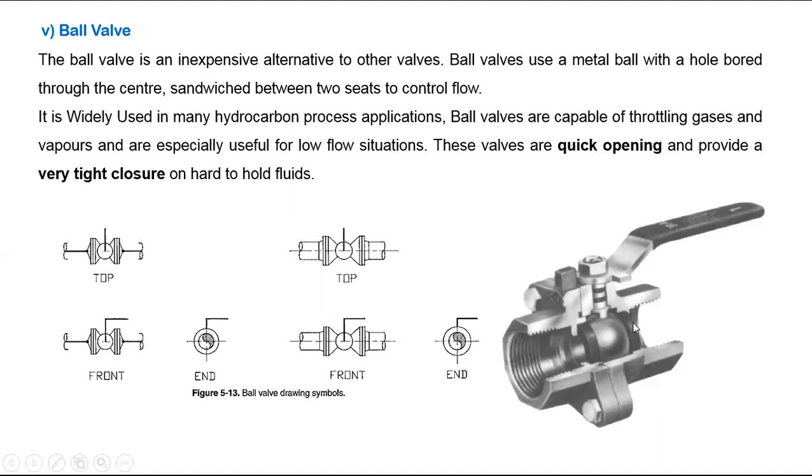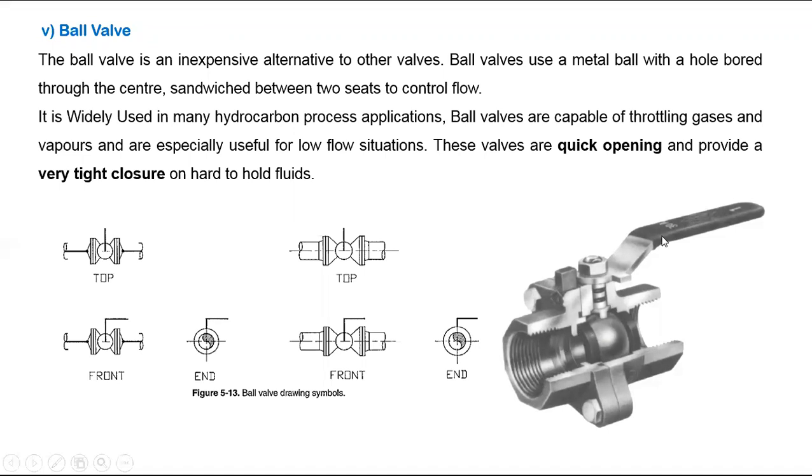Sandwich means on both sides one sheet will be there. It is compressed tight by these flanges. Sandwich means on both sides the flange will be there. It will arrest. In the center of the ball they have put one bore.